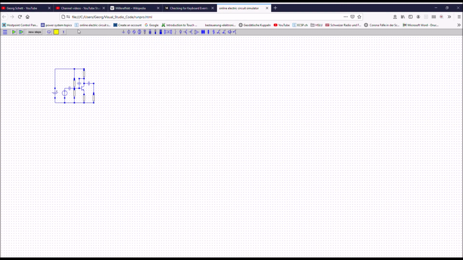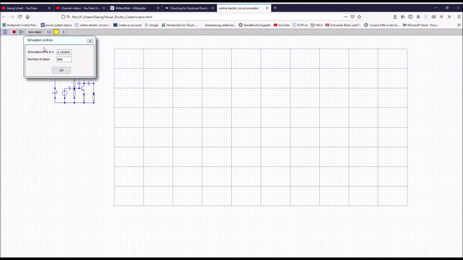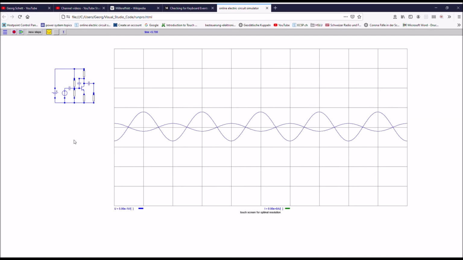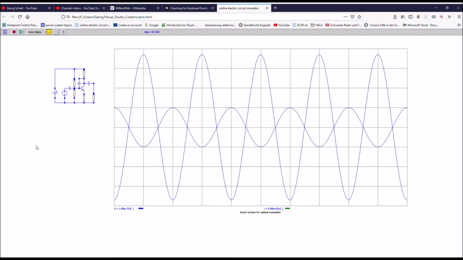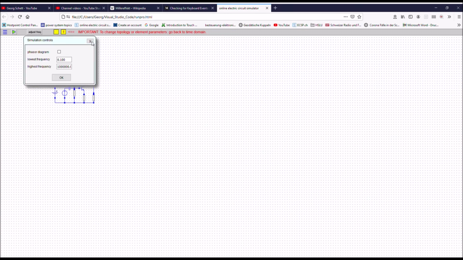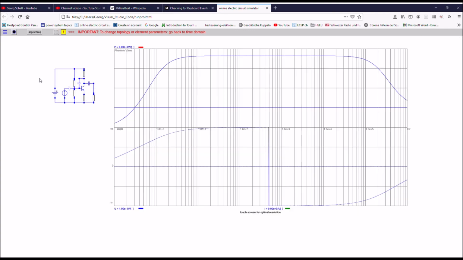Important: before you go and run a simulation in the frequency domain, you should always run it first in the time domain and in the loop mode, so that you can adjust all the parameters, and only then you go to the frequency domain for a simulation there, because otherwise the amplitude will most probably not be represented correctly.